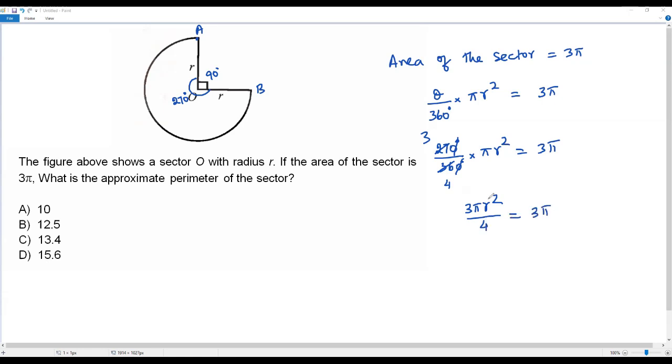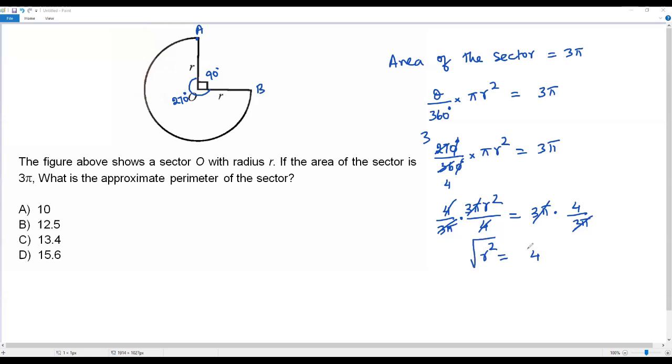Okay, since my aim is to solve for r, I have to isolate r squared over here. For that, I have to get rid of this 3 pi in the numerator and 4 in the denominator. To do that, I multiply both sides of the equation by 4 over 3 pi. So this 3 pi will cancel, and 4 will cancel. We get r squared on the left side. On the right side, the 3 pi and 3 pi will cancel, and we get 4. Okay, now to solve for r, I have to get rid of this square.